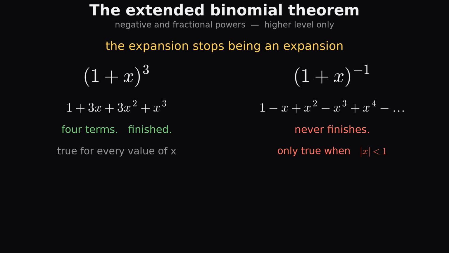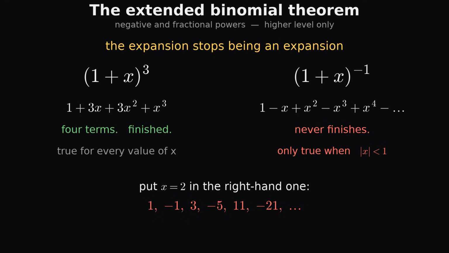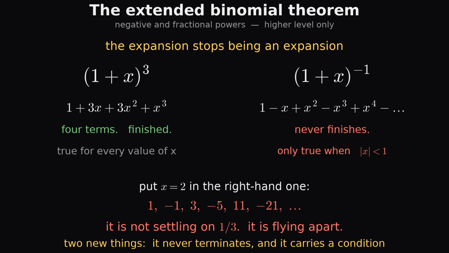It is also only true when the size of x is less than 1. Watch what happens if you ignore that. Put x equal to 2 into the second one. 1 - 2 + 4 - 8 + 16. The running total goes 1, -1, 3, -5, 11. It is not settling on anything. It is flying apart. And the number it is supposed to equal is 1/3. So there are two genuinely new things to handle here. The expansion does not terminate, and it comes with a condition attached.